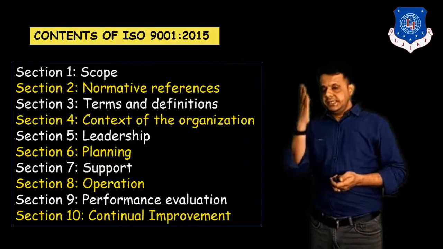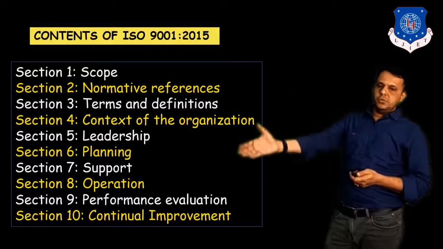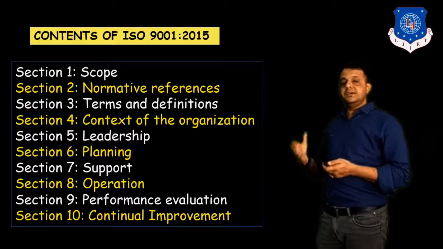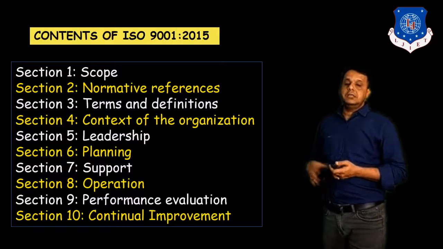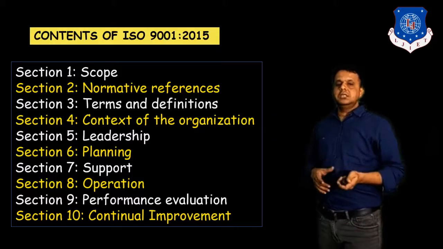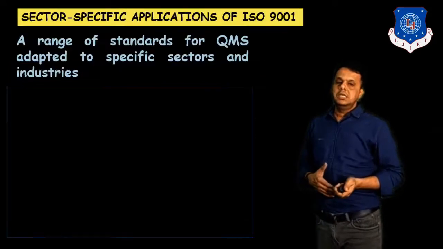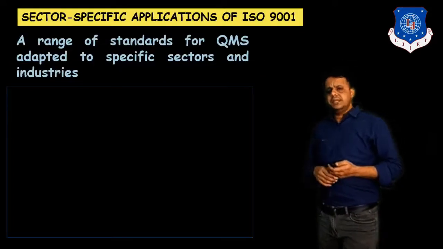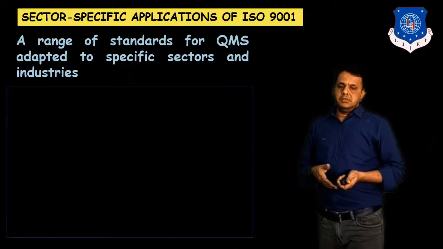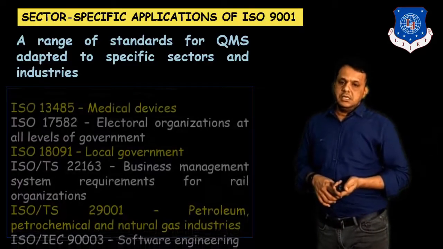So let us talk about the content of 9001. Sections 1, 2, 3, 4, 5, up to 10 sections are there, starting from the scope to the normative reference, terms and definitions, context, leadership, planning, support, operation, and to the continual improvement. Like this is what is derived from the 7 QMS principles. These are to be satisfied once a company applies for the 9001 certification.